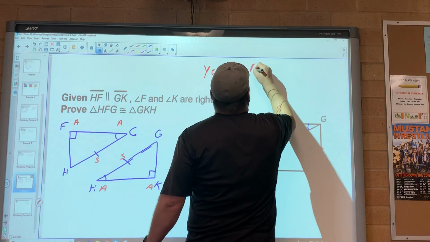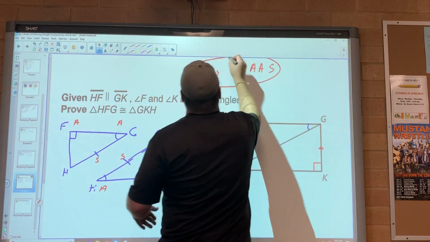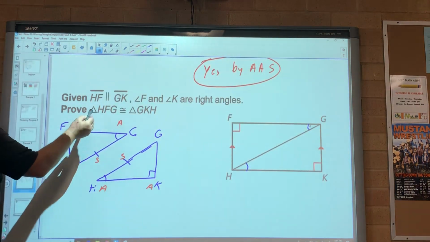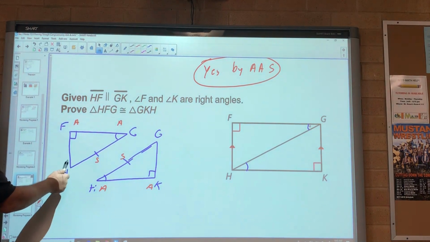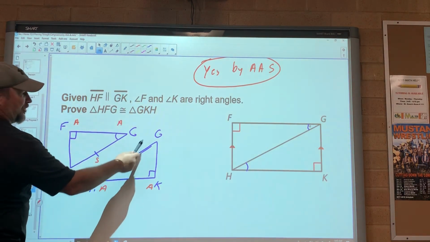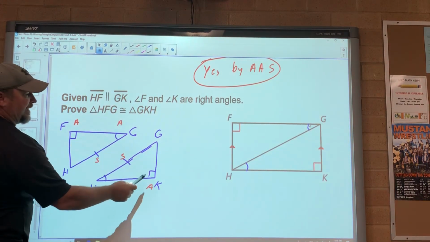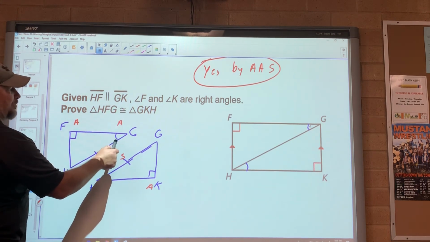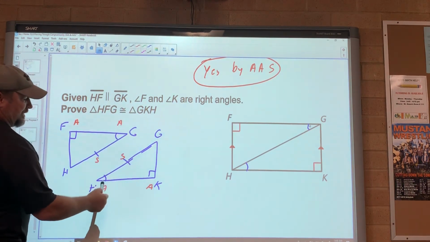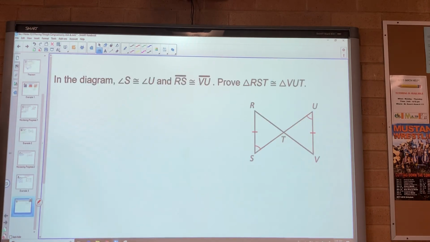by angle, non-included side, and the statement, let's make sure their letters work. H is nothing at all. G better be nothing, it is. F is the 90, K better be the 90, it is. G is 1 mark, and H is 1 mark, and it works. So that statement's true. All right, we're to our last one.